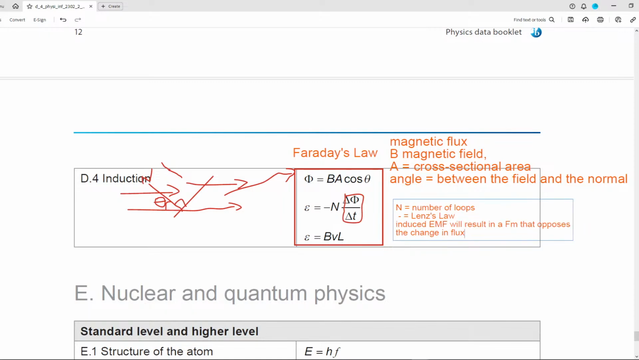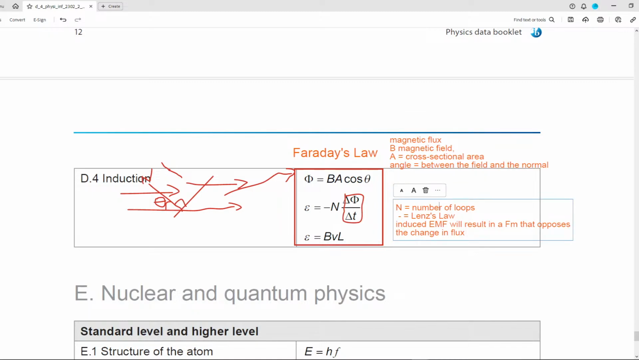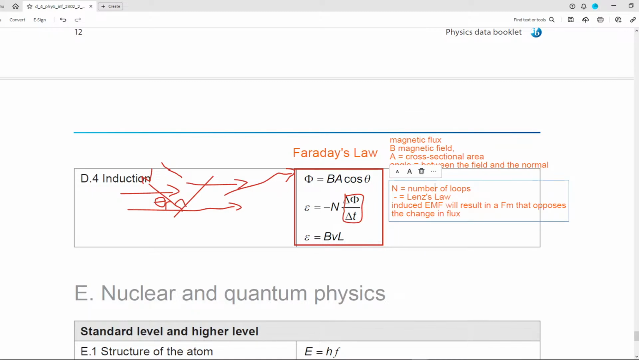Okay. So IB is not too strongly tested on this other than at a conceptual level. Otherwise, just write a negative value there. Basically, if the flux is increasing, then the EMF will act in the opposite direction. So you're trying to do everything you can to decrease the flux.